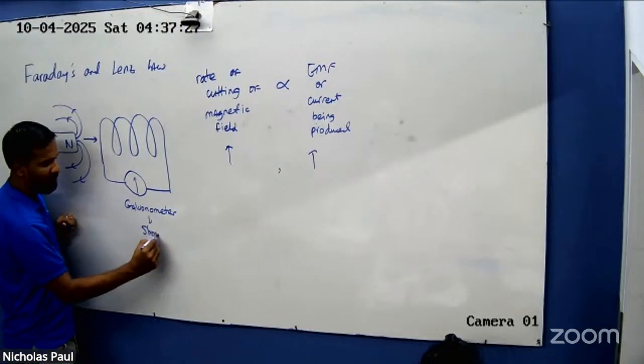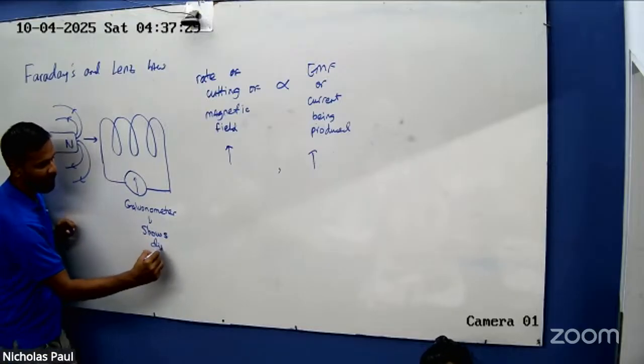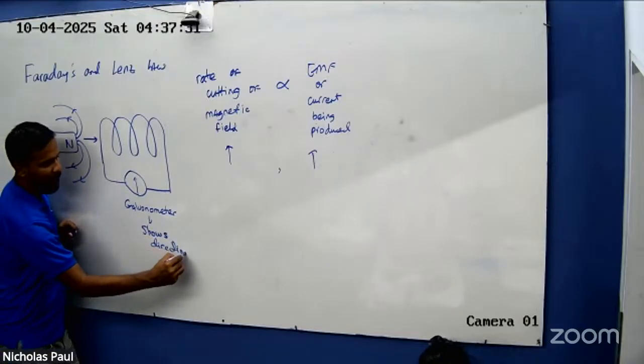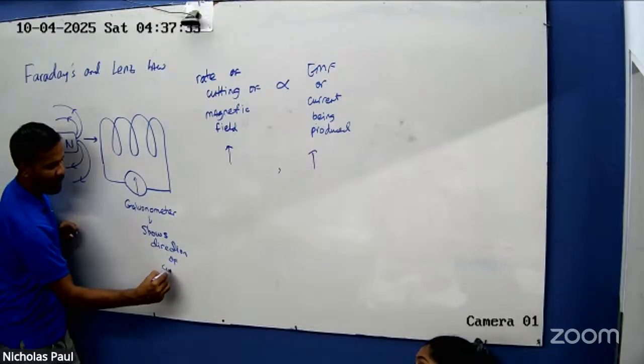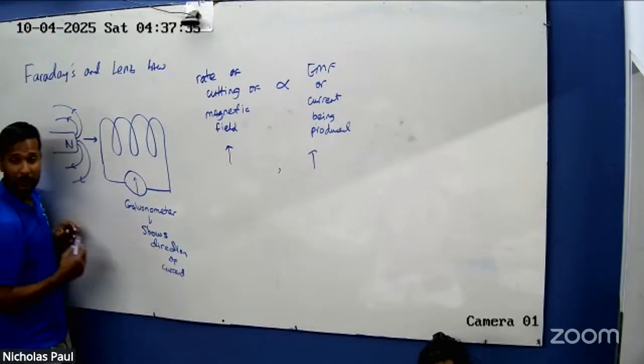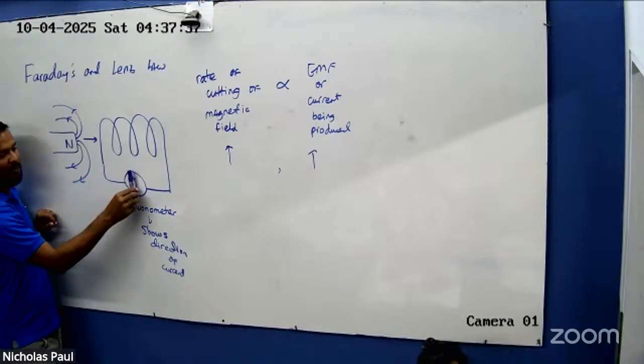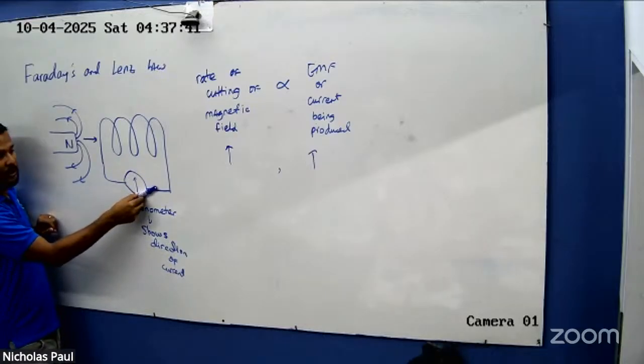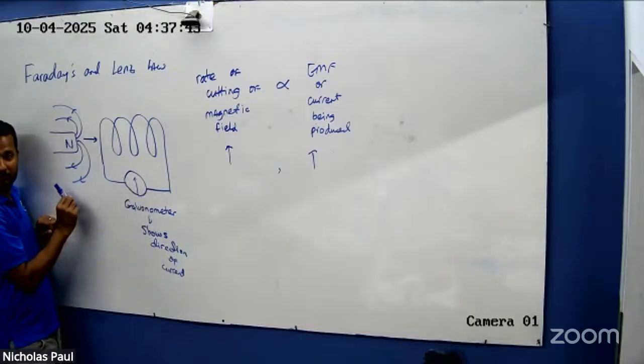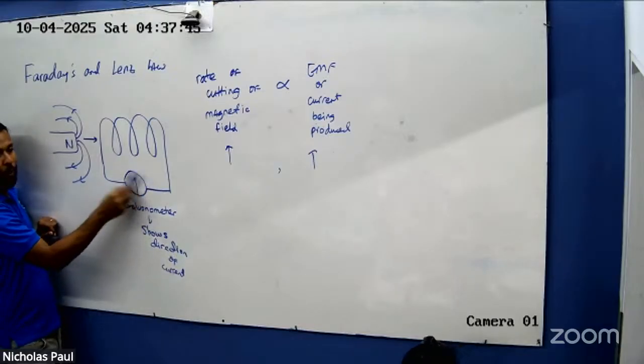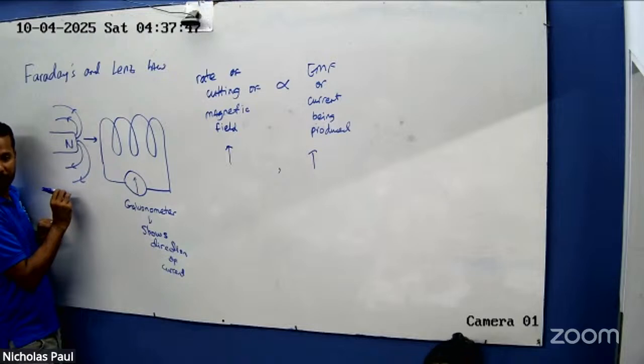So the galvanometer shows the direction of current. Right? So watch this here. What would happen if the galvanometer deflects quite down here? Does that show a bigger current or a smaller current? Right. So the lower it goes, the bigger the current. Are you okay with that?